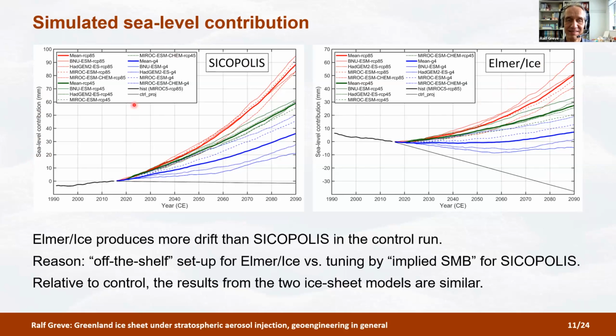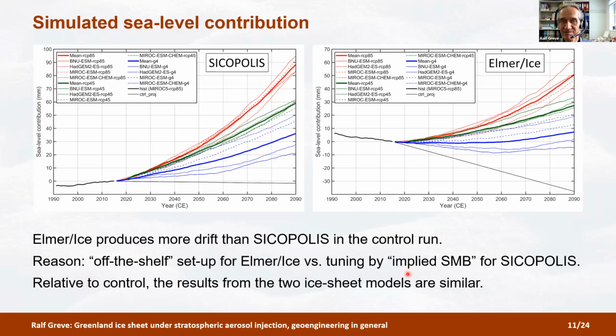The first thing we see is this thin black line, that's the control simulation. It shows that for Psychopolis, the control ice sheet with a constant climate is almost constant. It grows a little bit, while Elma ice has a significant drift in the control one, towards a growing ice sheet. This is because Elma ice actually did not take part in the ISMIP 6 Greenland exercise. So it hasn't been so carefully tuned for the initial condition. And instead, we used an off-the-shelf setup for Elma ice.